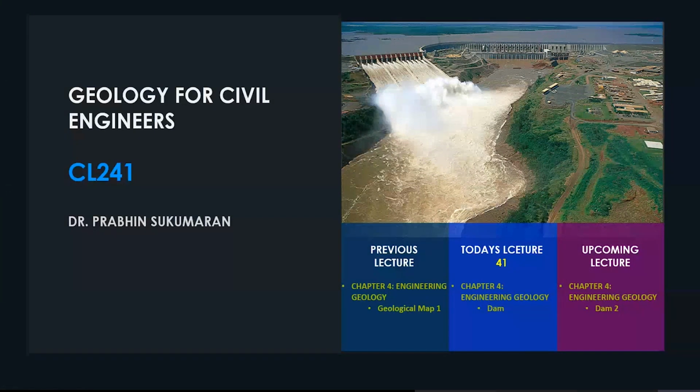Here we are going to see what kind of geological parameters matter, because the design is in the hands of a civil engineer, but the natural processes or the natural conditions existing on the site are not in the hands of a human. So we have to select a site appropriate for the construction of a dam.